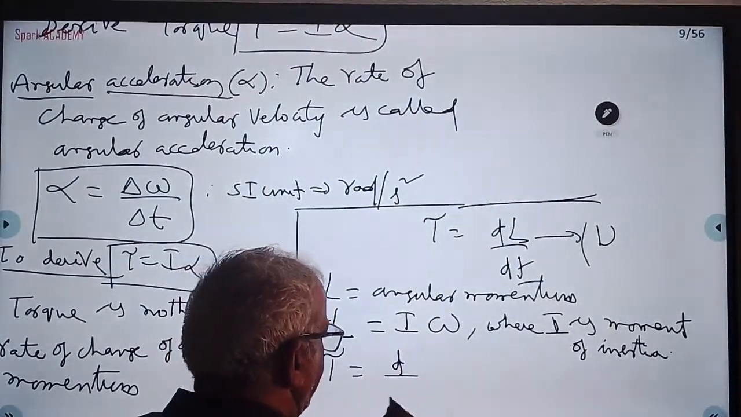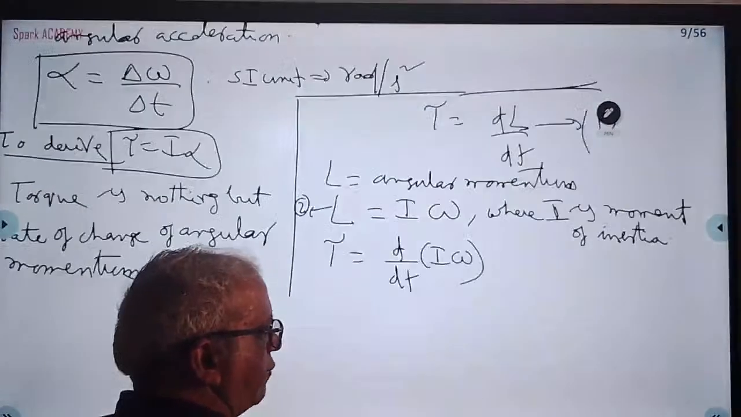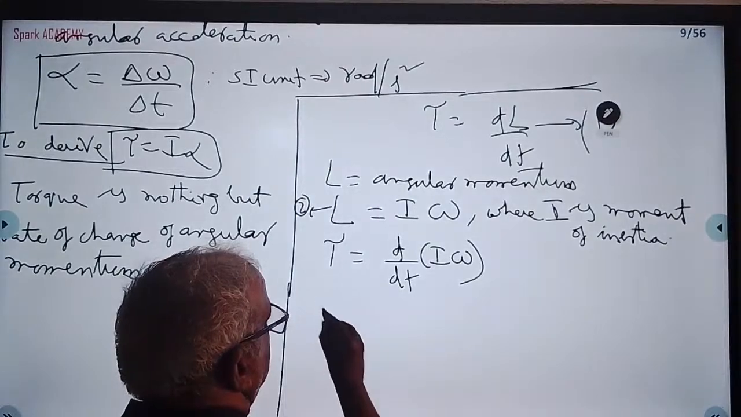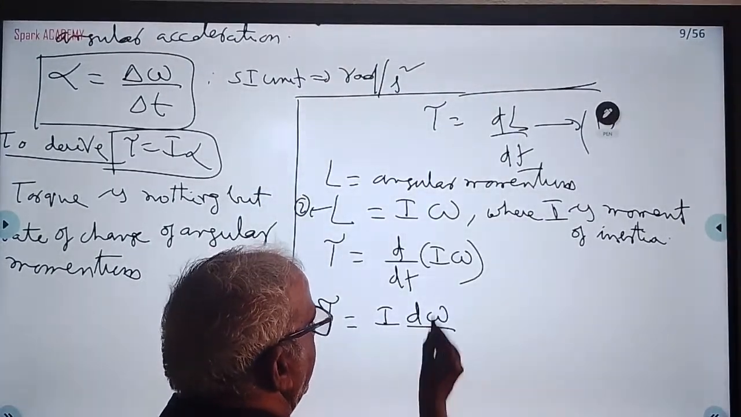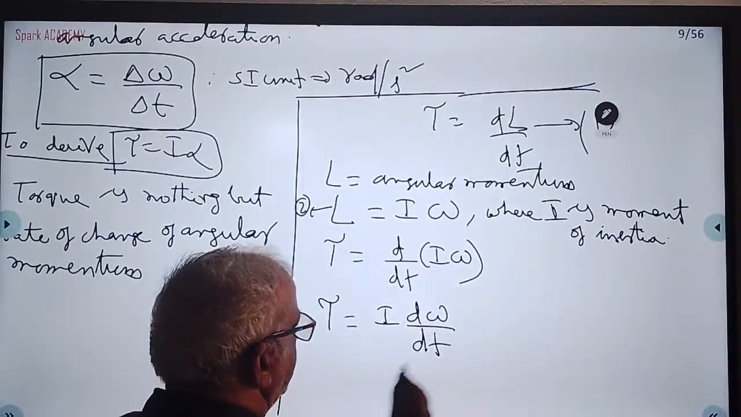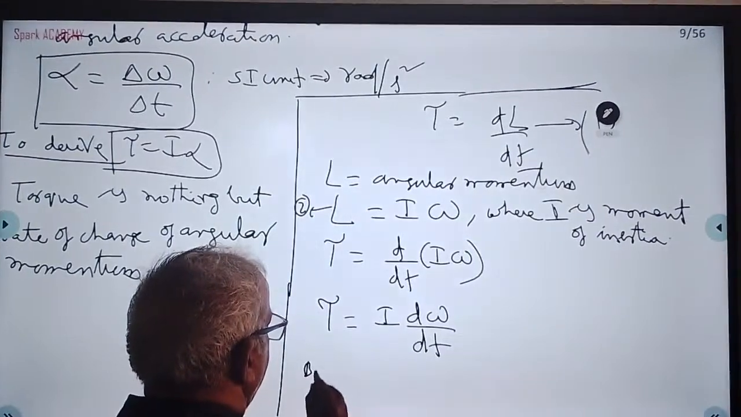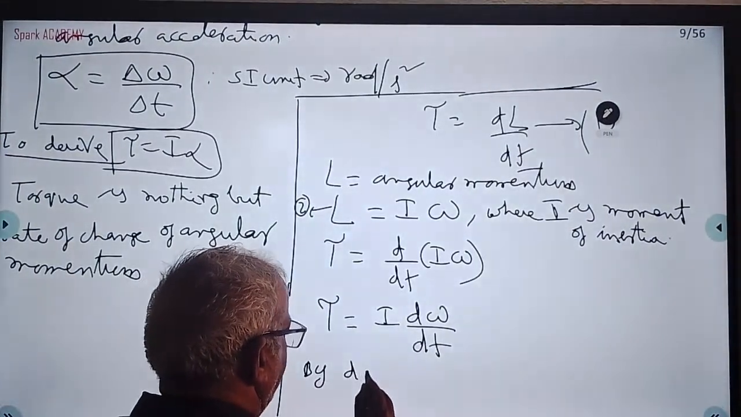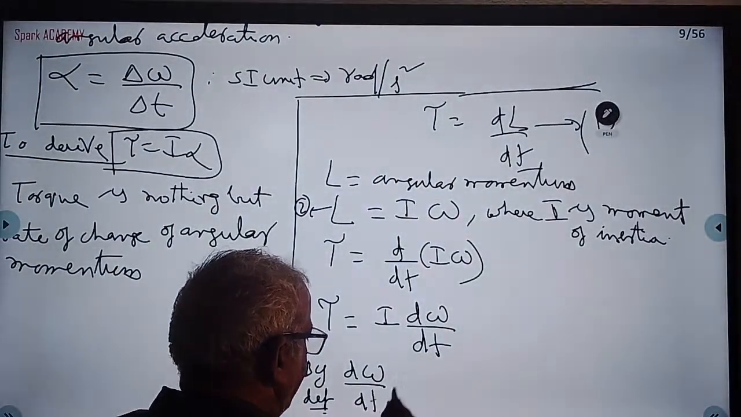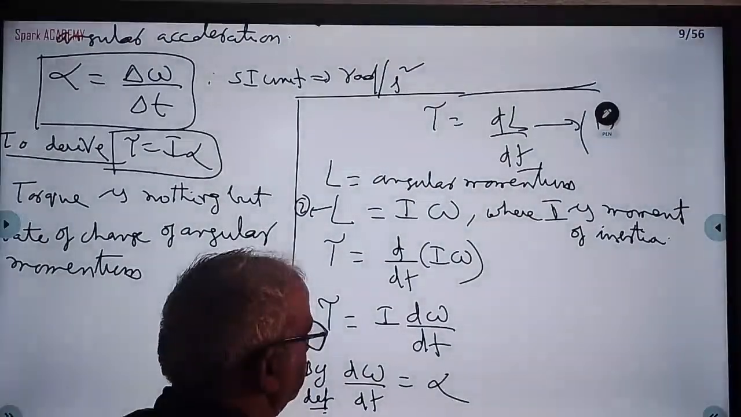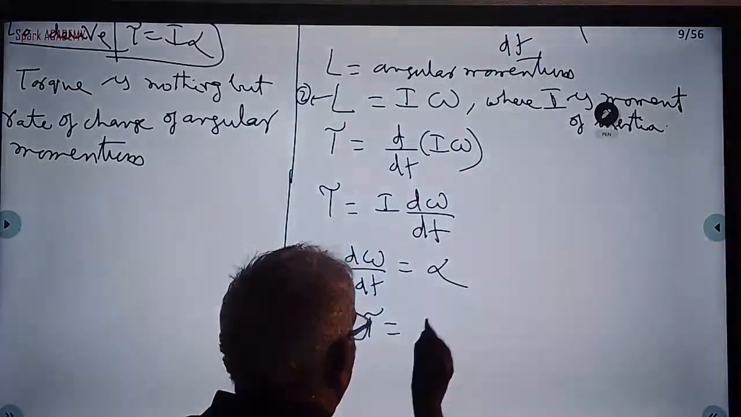Torque is nothing but d by dt of I omega. Now I is constant, so I am writing I d omega by dt. So what is d omega by dt? By definition, d omega by dt is the instantaneous angular acceleration alpha. Therefore, torque is equal to I alpha.